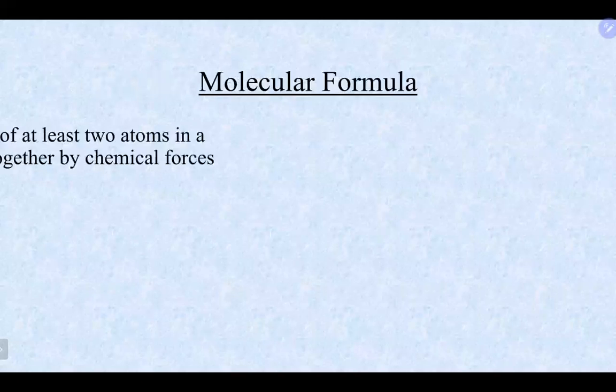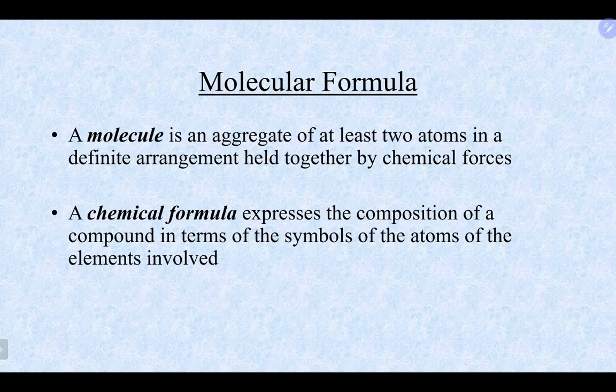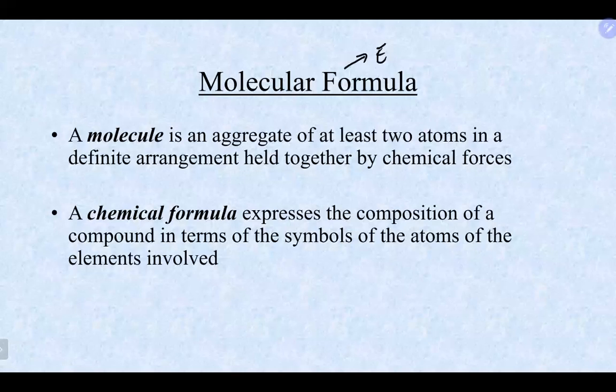All right, so let us then continue on. We're now going to talk about some formulas and how to calculate empirical formulas and molecular formulas. As we talked about, a molecule is really a combination of 2 or more atoms. Remember, a molecule can be 2 or more atoms that are the same element, or 2 or more atoms that are different elements. A chemical formula, as we talked about, really does express basically how many of those atoms are present. And the molecular formula tells you exactly, really, how many atoms of those elements are present.